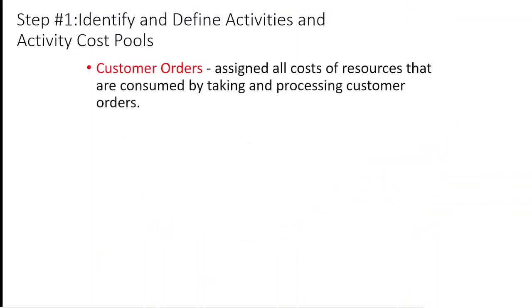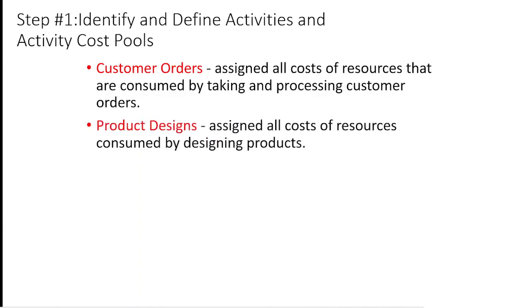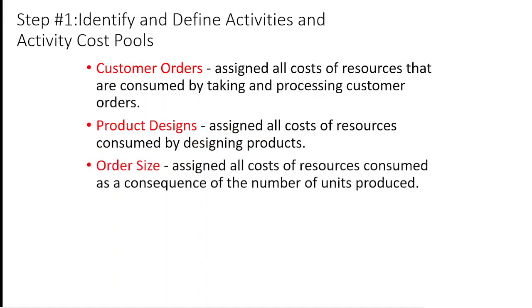Then after we identify the activities and the activity pools, for example in here customer orders, we will assign all the cost of resources that are consumed by taking and processing the customer orders, product designs related with that, order size related with that. So we will allocate the cost of each activity, right?